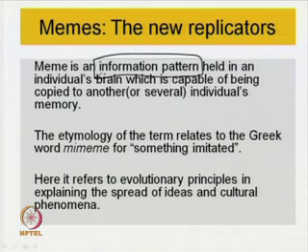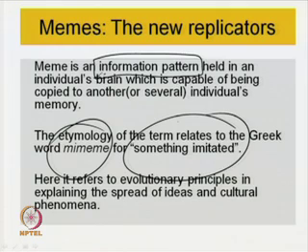So, let us look at this slide. MIM is an information pattern held in an individual's brain, which is capable of being copied to another or several individuals' memory. The etymology of the word relates to the Greek word mimeme. This is important, for something imitated. As I mentioned a while ago, the word memetics comes from mim. Mim is borrowing from the Greek word mimeme, which means something imitated. So, now we know that the process of transmission of these memetic units has to be imitation.